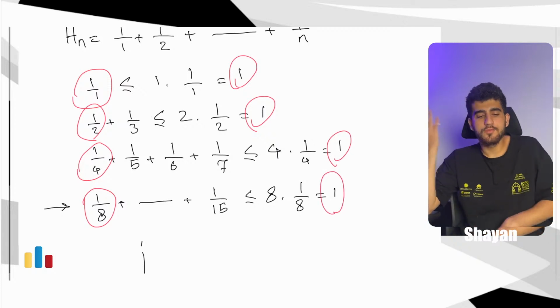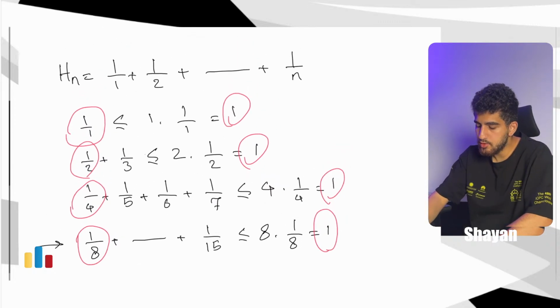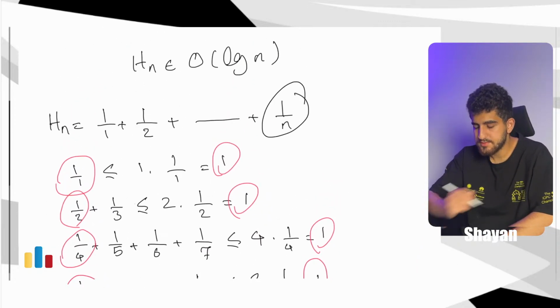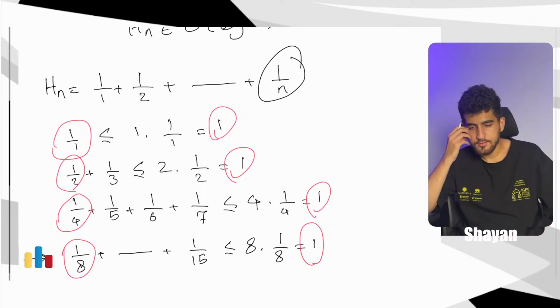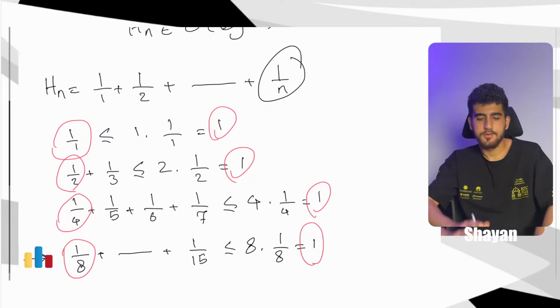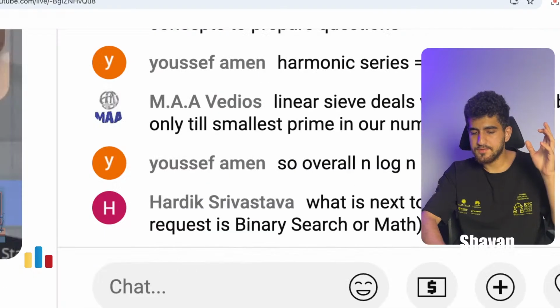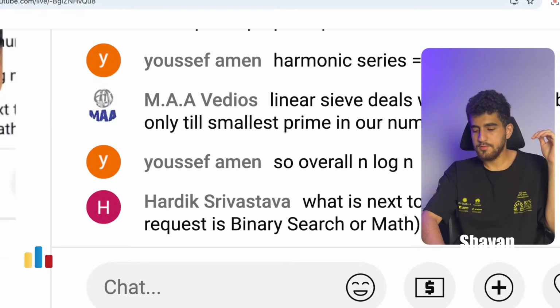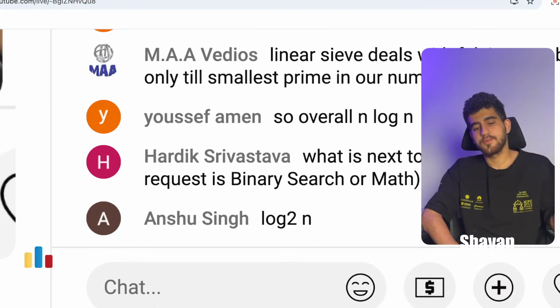And how many groups do we have? We know that we go to 1 over n. The last number is 1 over n. So how many groups do we have? So the first group started from 1 over 1. The second group started from 1 over 2. The third group started from 1 over 4. The next one from 1 over 8, and so on.